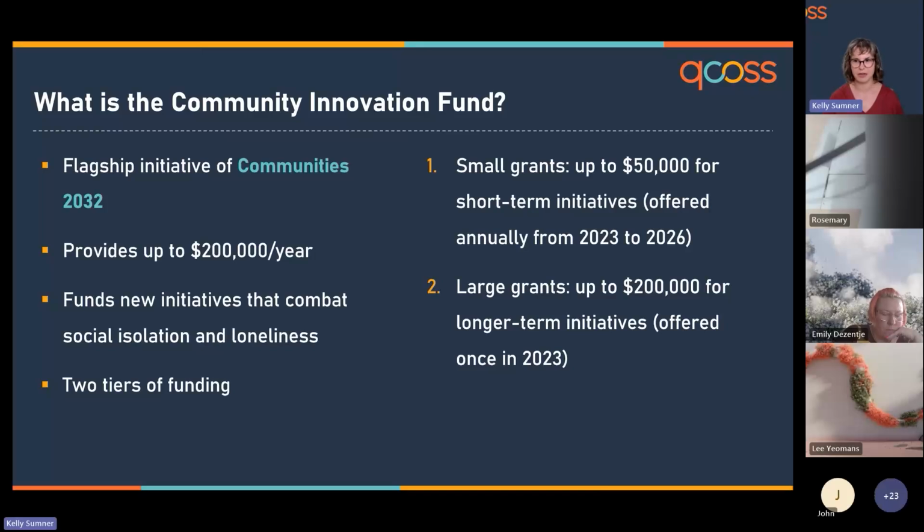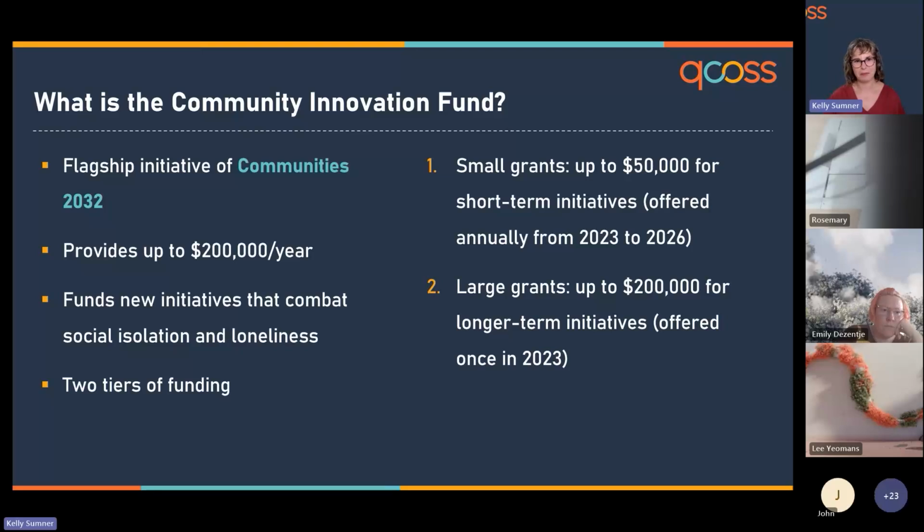CIF is funded through the Department of Treaty, Aboriginal and Torres Strait Islander Partnerships, Communities and the Arts. That is a very long department name, so you'll just hear me refer to it as the department for the rest of the presentation. If you hear me say the department, that's what I mean. If I mean a different department, I'll use the other department's name.